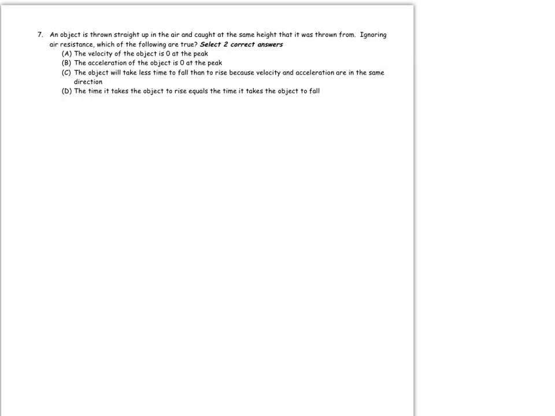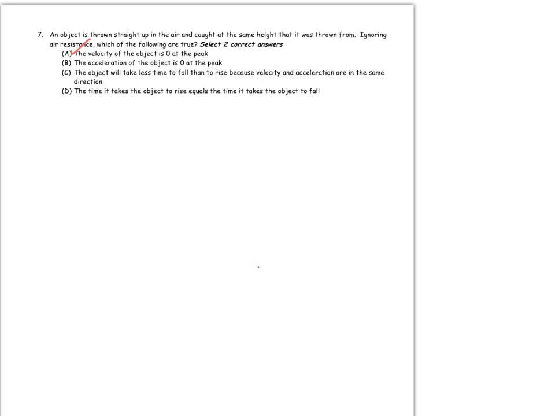All right, moving on here to our next one. An object is thrown straight up in the air and caught at the same height from which it was thrown. We're going to ignore air resistance. We want to know what will be true for the object. So first one, our velocity is 0 at the peak. That is absolutely true. This is one of the ones, though, where we have to select more than one correct answer. So I'm just going to put a check next to that one.